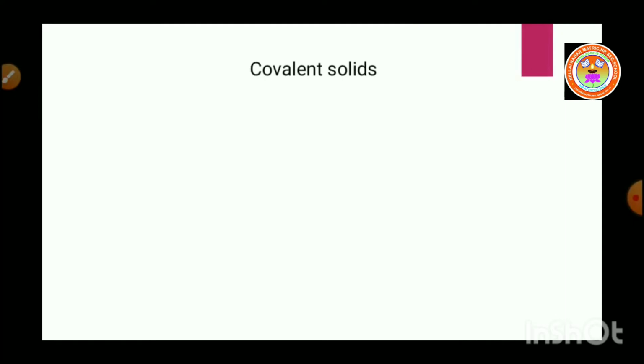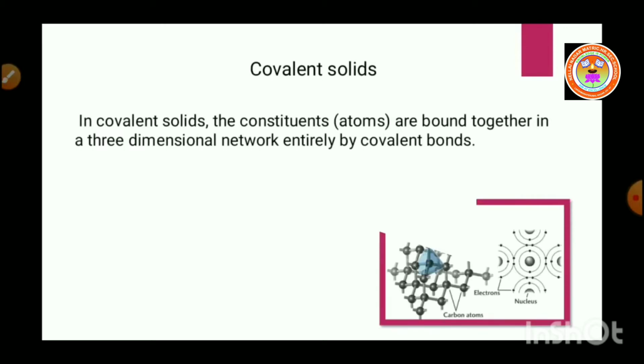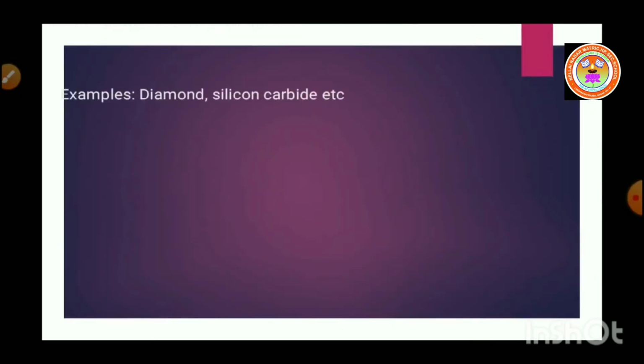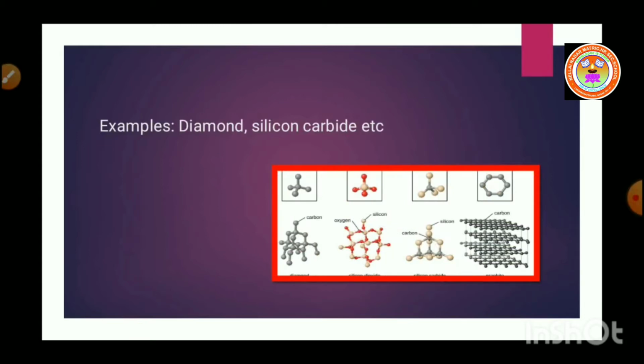What is the next solid? That is covalent solid. See here, in covalent solids the constituents, what are the constituents here? That is atoms. The atoms are bound together in a three-dimensional network entirely by covalent bonds. Already we know what a covalent bond is: mutual sharing of electrons between two atoms, isn't it? The next one is examples of covalent solids. See here, one is diamond, another one is silicon carbide.